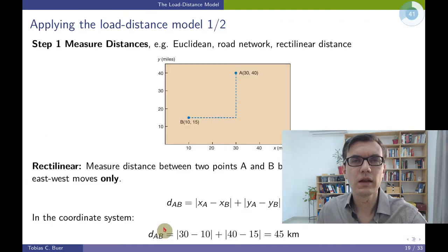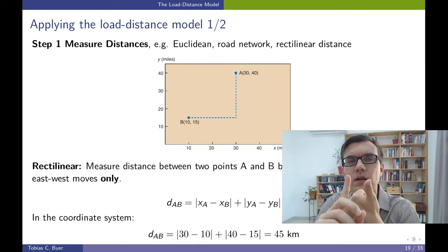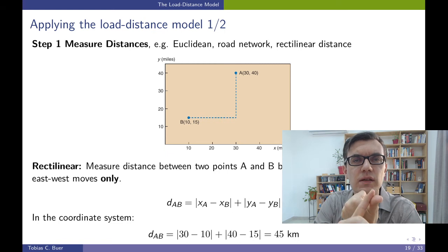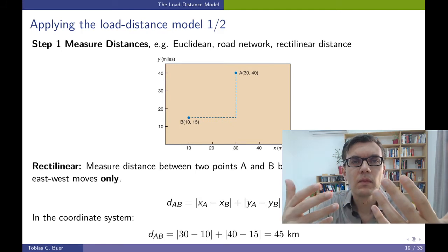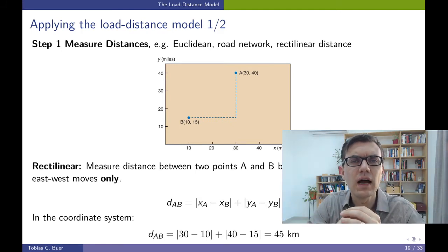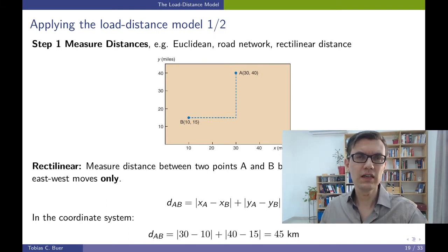Let's look at some more details. First of all, we need to measure the distances between our potential locations and the existing ones. Now the first problem arises: how to measure these distances. Of course, we could take a Euclidean distance via Pythagoras.